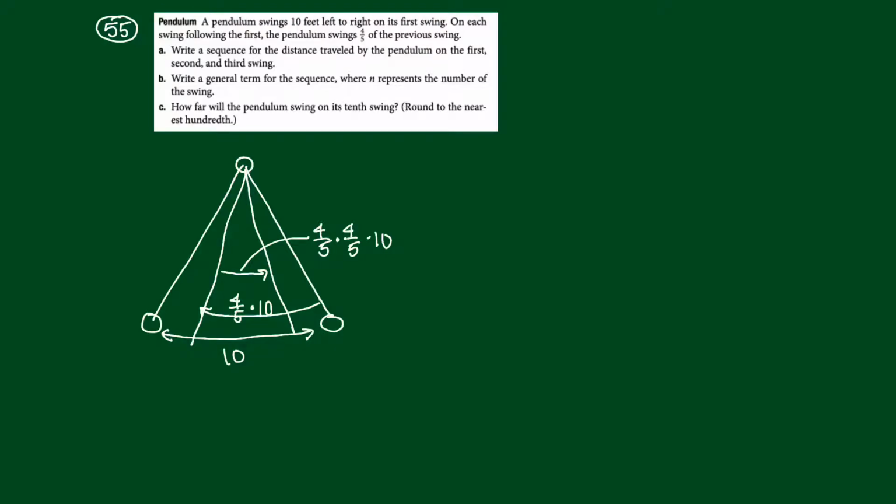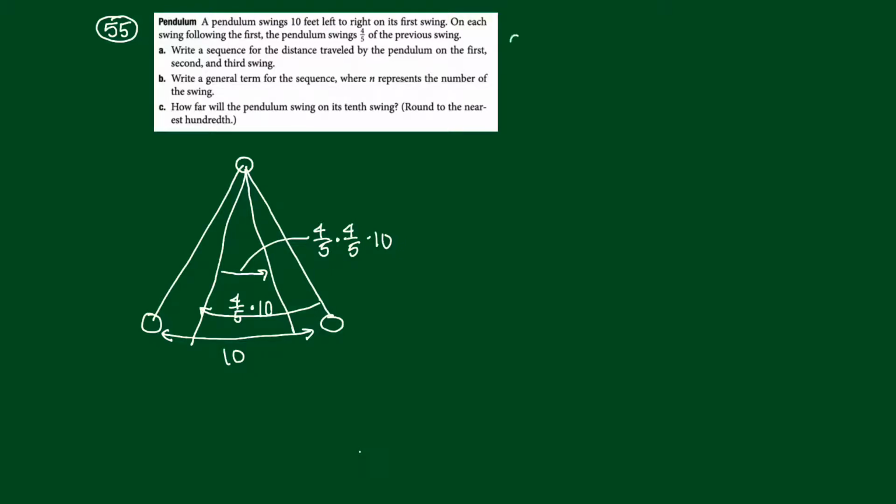All right, now this pendulum is just going to keep swinging, right? Keep swinging smaller and smaller until finally it stops. So let's ask some questions here. Here's the first question. Write a sequence for the distance traveled by the pendulum on the first, the second, and the third swing. Well, we just happen to have found those, so let's do that.